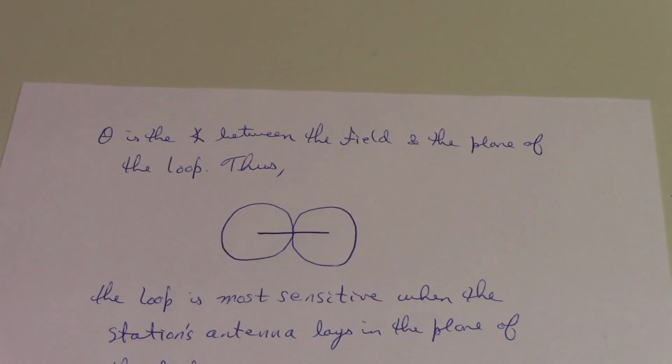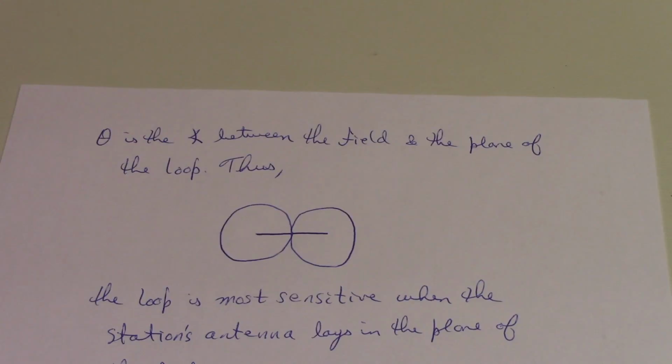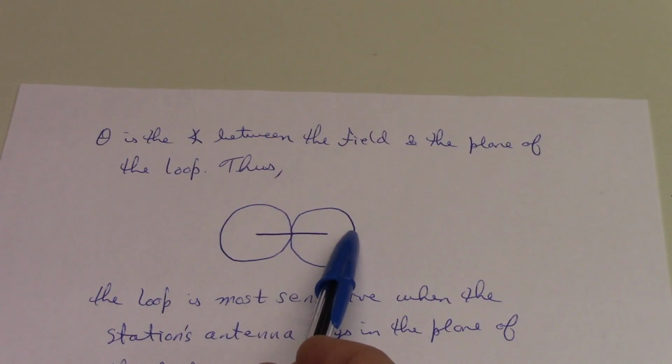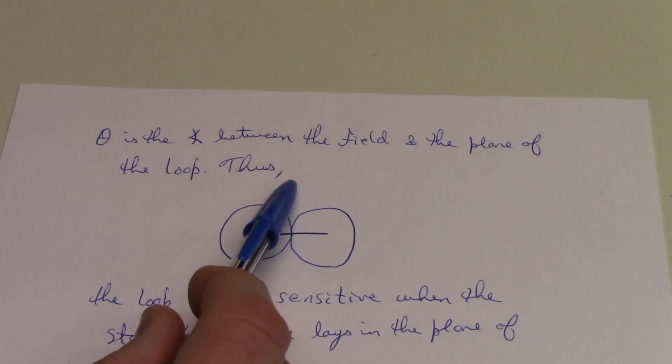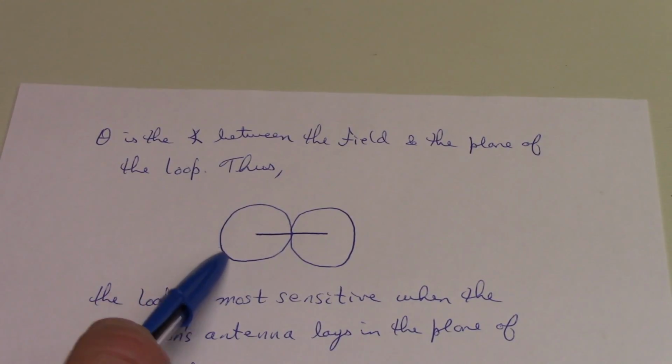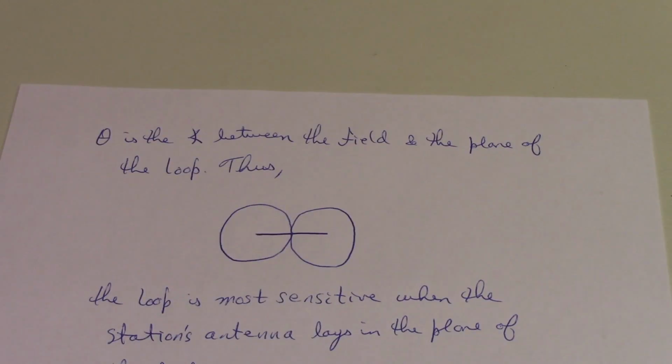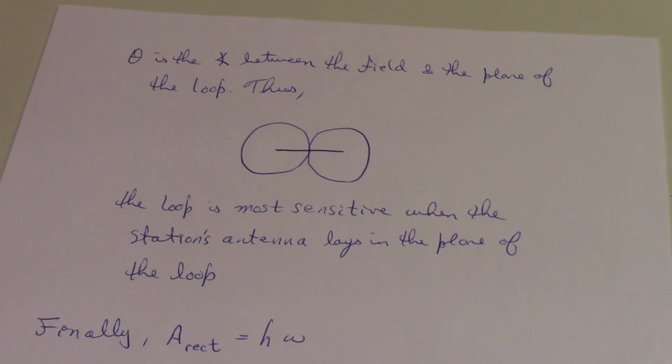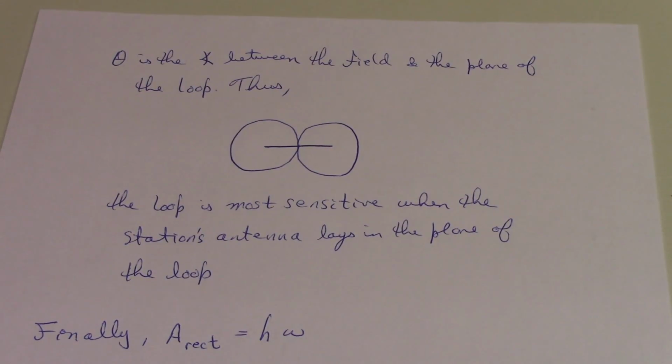All right, so just delving into that a little bit further, and I promise we're going to get to a demonstration here very shortly. Theta is the angle between the magnetic field and the plane of the loop. And so when that angle is 0, you'll have the gain of the loop being maximum. When that's 90 degrees, you'll have it being 0. When it's 180 degrees, you'll have it being maximum again, and 270, 0, and so on. So the loop is most sensitive when the station's antenna is in the plane of the loop. All right?